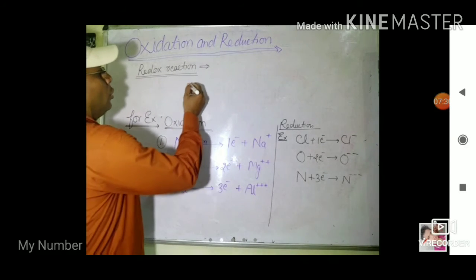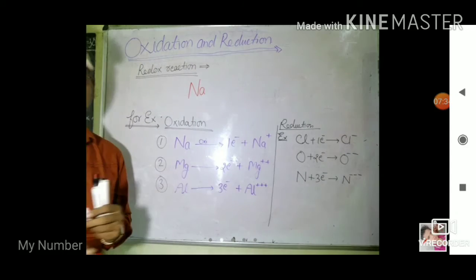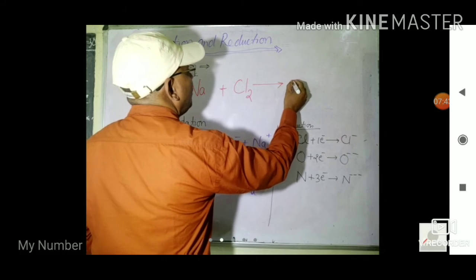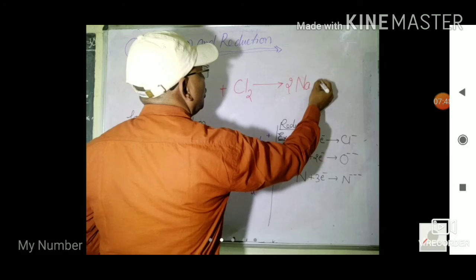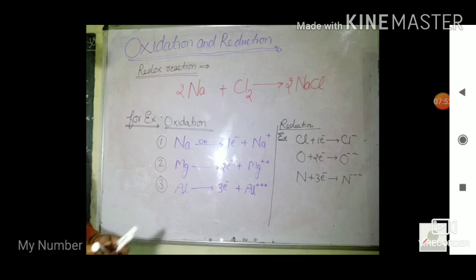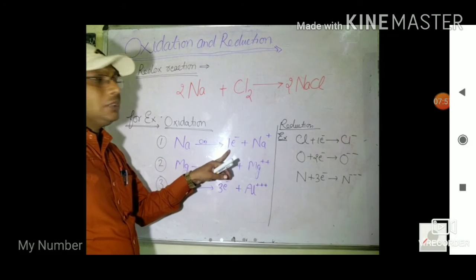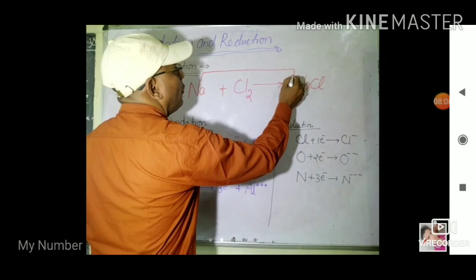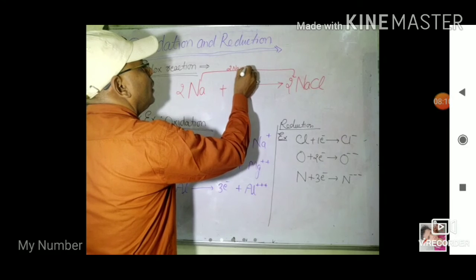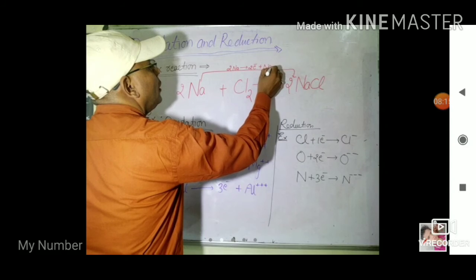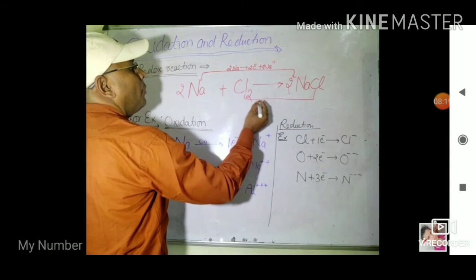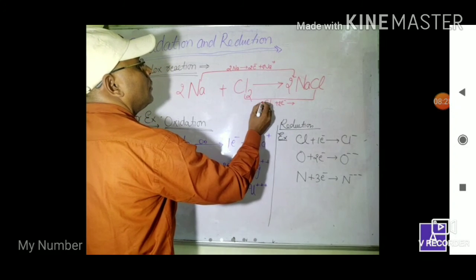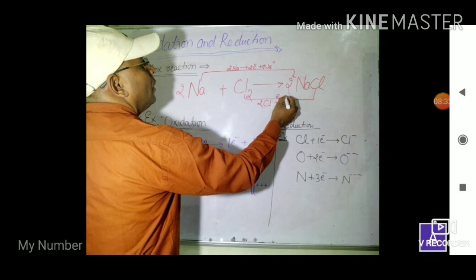For example, sodium and chlorine give sodium chloride. Sodium loses electrons, so it is called loss of electrons. Sodium loses two electrons and forms Na plus, and chlorine gains electrons, so it is called reduction. The loss is called oxidation.